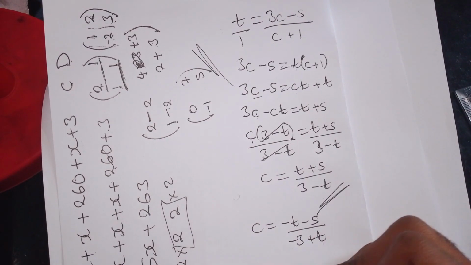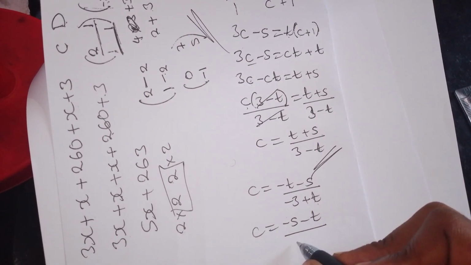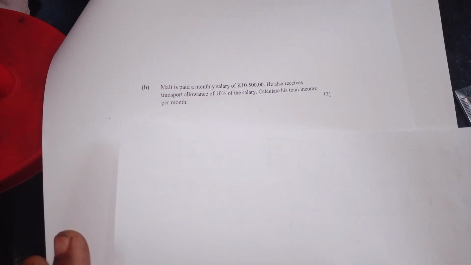Sometimes you may even have something like minus 5 minus T over T minus 3. All these three are the same things. They're just different versions of the same answer. And then we have Madi here.